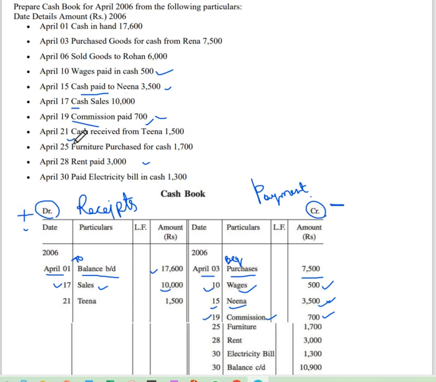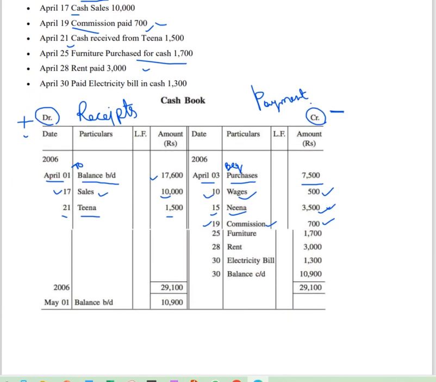So 21st of April, cash received from Tina. So cash is being received. So that is a receipt of cash on 21st of April, 1,500 rupees. On April 25th, furniture purchase for cash. Furniture is purchased. When we are purchasing something, we are paying the cash for that. 1,700 rupees is a payment. So why have we paid? You can write here purchase furniture or furniture, whatever it is, on date 25th.